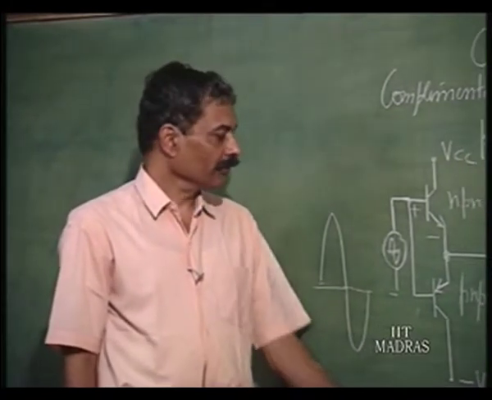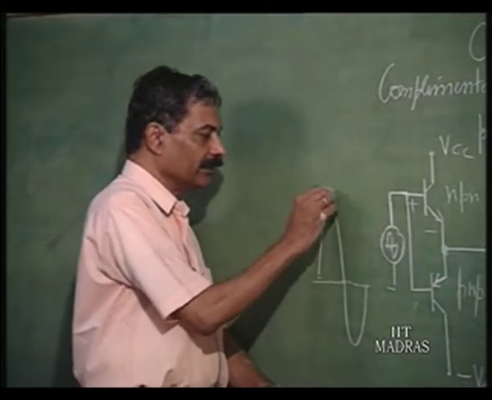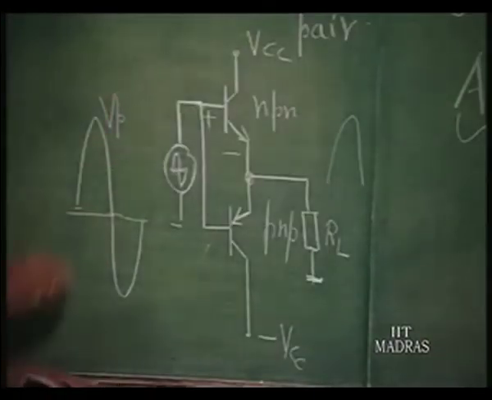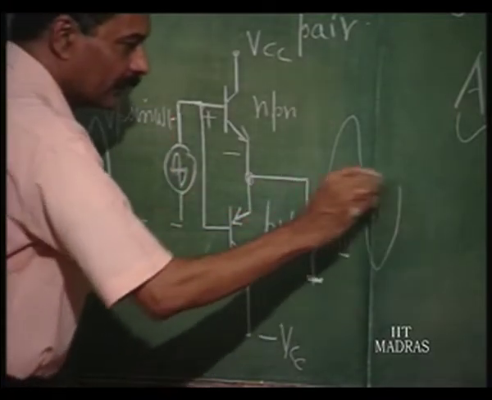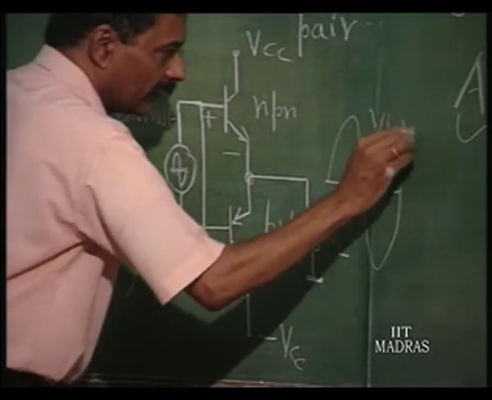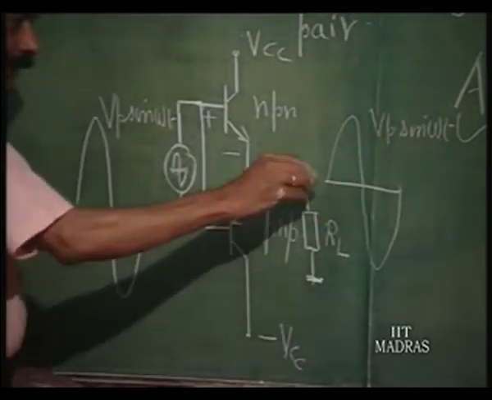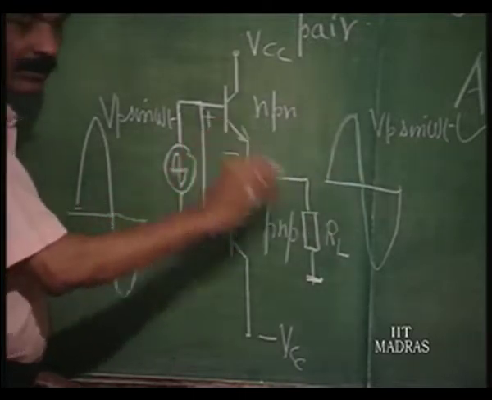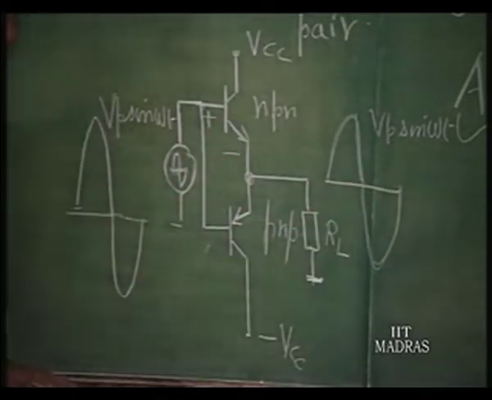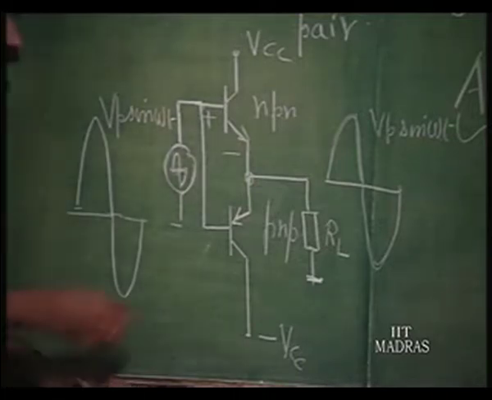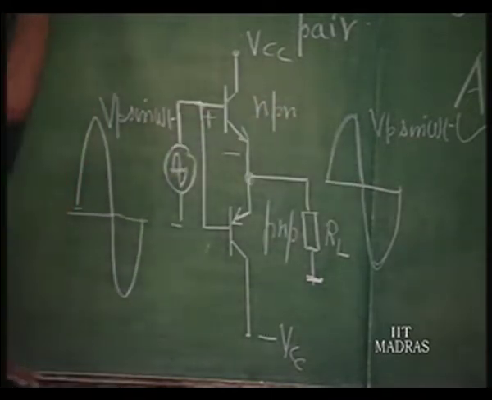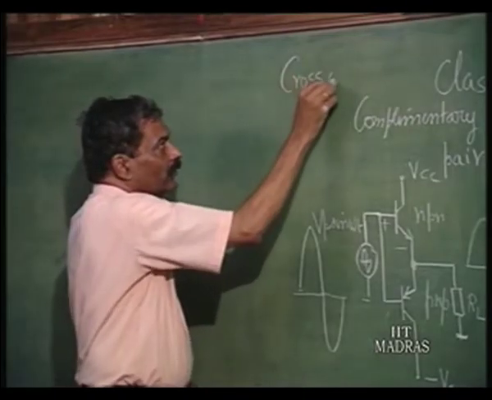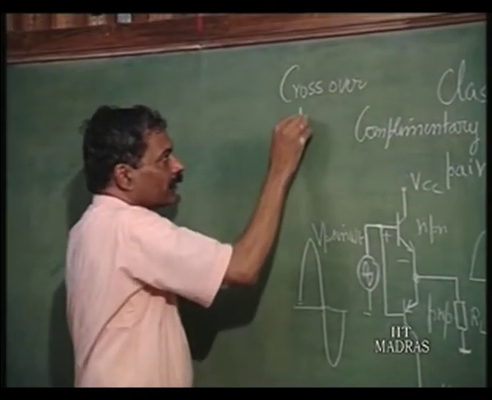Obviously, when one half of the signal comes, let us say this is going to V p, this is V p sin omega t, the output is going to be V p sin omega t. It is a unity gain, one half being produced by NPN, the other half being produced by PNP. Now, of course, there is going to be a small amount of distortion. This is called crossover distortion.